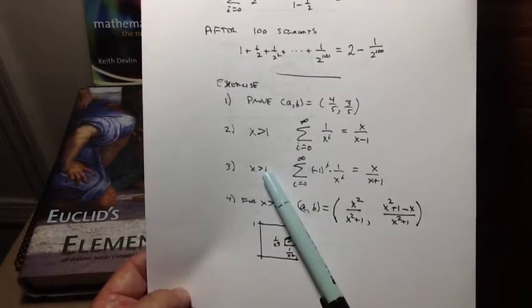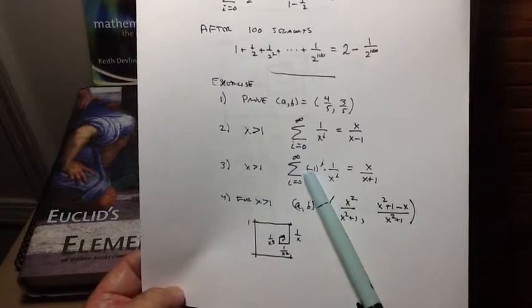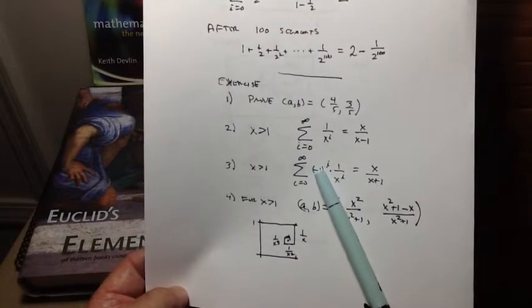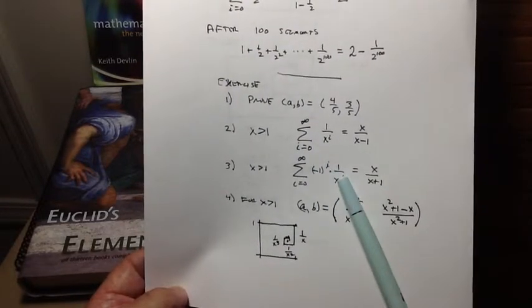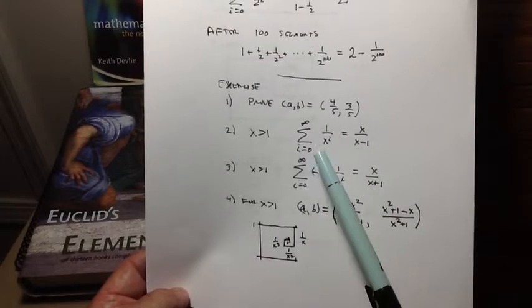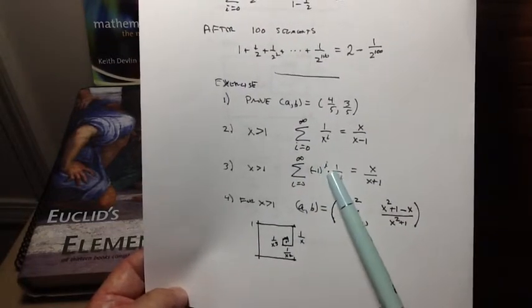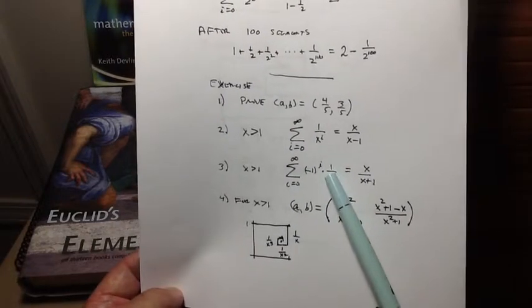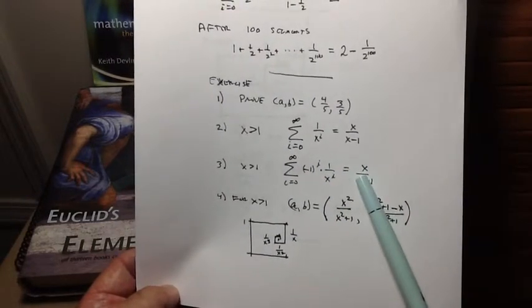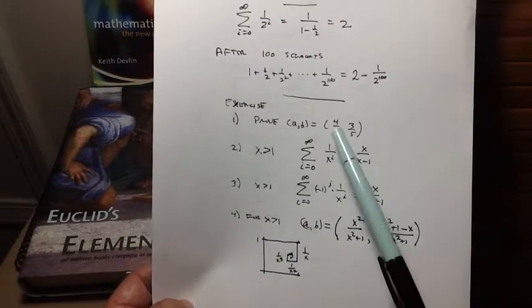Now, when x is greater than 1, if you put in an alternating series here, make this minus 1 to the I power times 1 over x to the I, so that now you're alternating. You're going 1 minus 1 over x plus 1 over x squared minus 1 over x cubed and so on. That's going to sum to x over x plus 1. And you're going to need that fact when you try to calculate that.